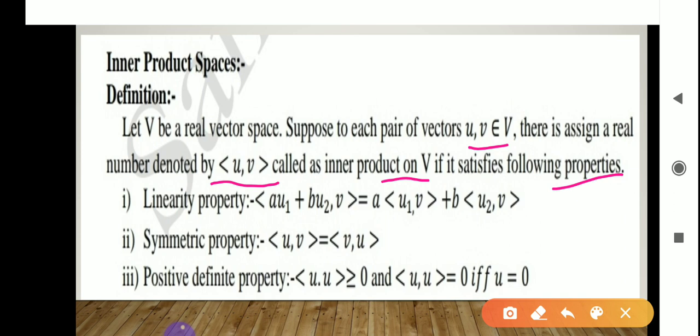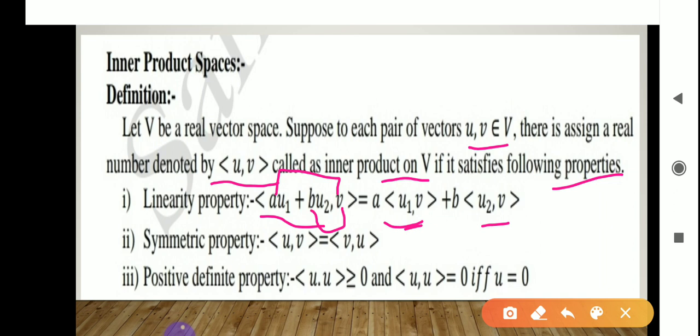The first property is the linearity property. Now what is the linearity property? The inner product of a u1 plus b u2 comma v is equal to a times the inner product of u1, v plus b times the inner product of u2, v. That is, the inner product of a u1 plus b u2 comma v can be written as a times the inner product of u1, v plus b times the inner product of u2, v.